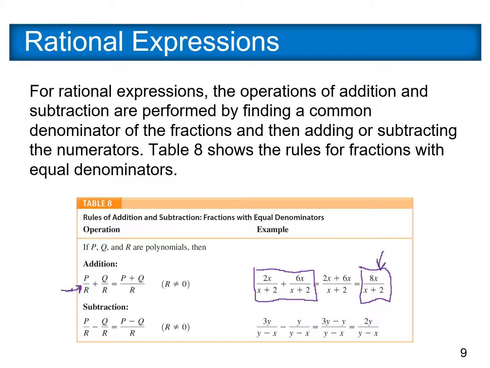Now, regarding the subtraction, what we have is p divided by r minus q divided by r. I can do this operation as long as the denominator is the same, which it is, and I end up with p minus q divided by r. Again, the example we have over here is 3y divided by y minus x minus y divided by y minus x. This will result in 3y minus y divided by the common denominator, which is y minus x, and I end up with 2y divided by y minus x, as is indicated over there.